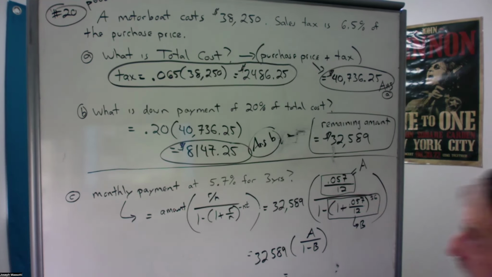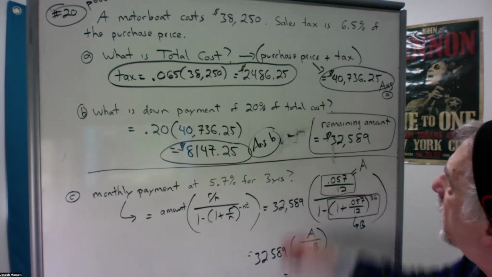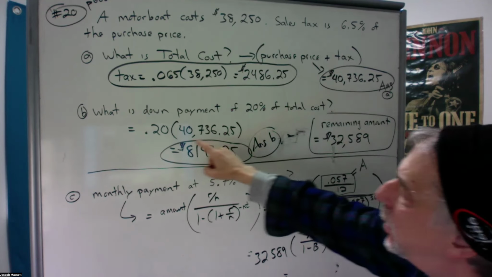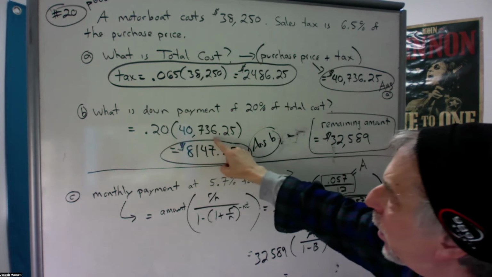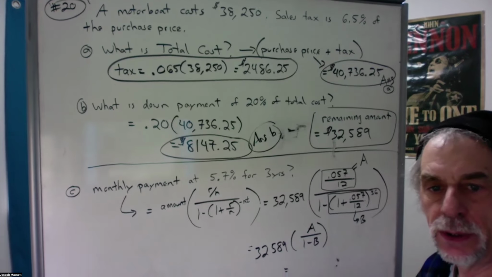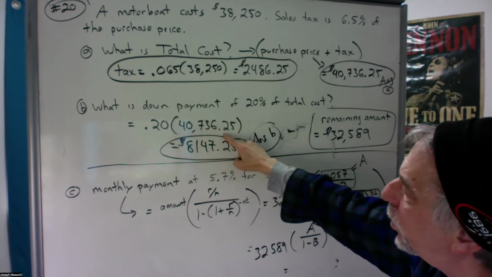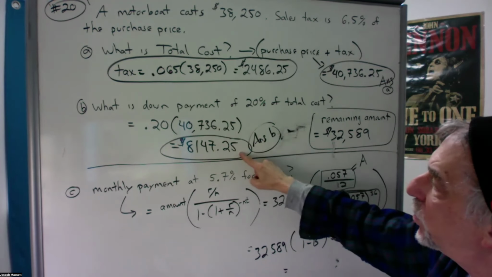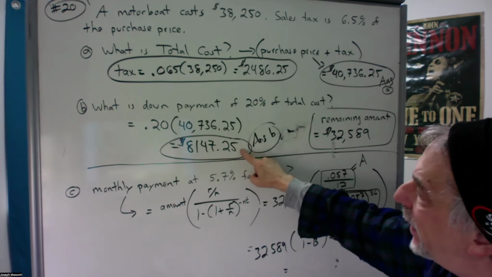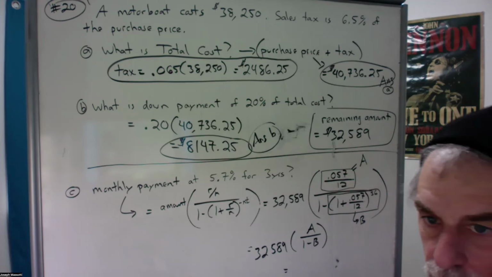All right. Part B says, what is the down payment of 20% of that total cost? Well, once we have the total cost, all we have to do is take 20% of that total cost, and that's going to give us our down payment. So this is the down payment. It's 20% of that total cost. Once we make that down payment, we take that value away from the total cost. We're going to get this remaining amount.